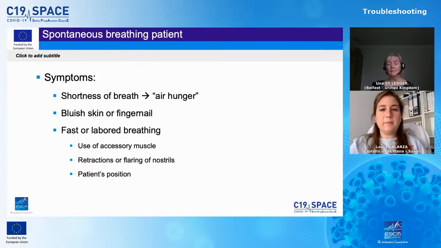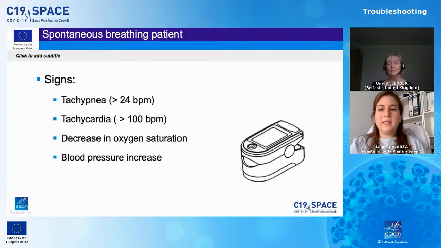The signs of a patient with troubles breathing that we could see in the bedside monitor are tachypnea with more than 24 breaths per minute, tachycardia with more than 100 beats per minute, a decrease in oxygen saturation, or an increase in blood pressure. We should keep in mind that it's not compulsory to have all of them. We can just find 1 or 2 in our patient.